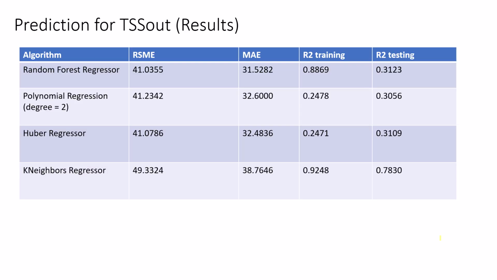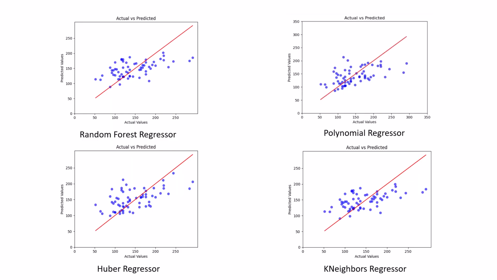Upon implementing the same algorithms as implemented for the TOC out results, the following results were obtained for TSS out, and the highest testing accuracy was obtained for K nearest regressor of 0.7830. Here are the scatter plots for the actual versus predicted values of the various implemented algorithms for the TSS out results.